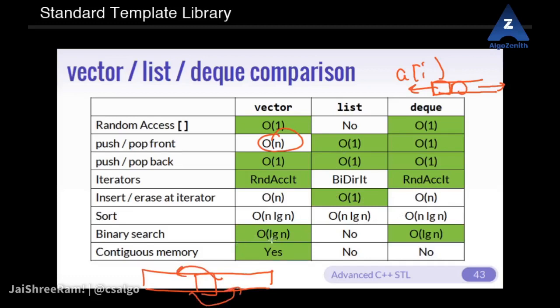Binary search is allowed in vectors because you have random access. Same for deque, but in list you don't have random access, so you cannot do binary search. Okay, continuous memory allocation. When you create vectors, the memory that it gets is allocated continuously in memory. List and deque are not created in a contiguous fashion.